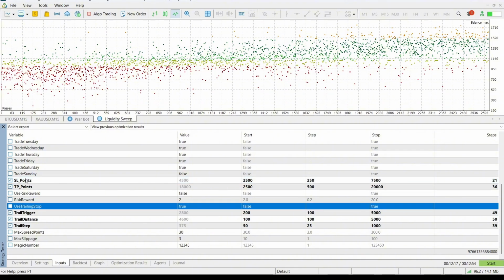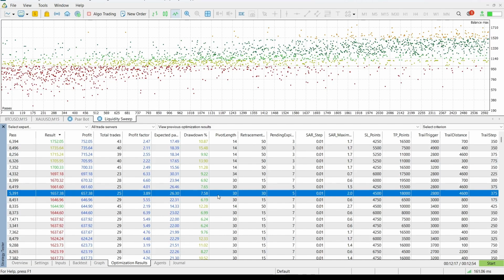So this is giving me the ideal stop loss to use, the ideal take profit, the ideal trailing trigger. It's going through all these settings and different increments to give me the best setting. You can see on my optimization here, which is the one I ended up using, it's given me a pivot length of 30, an expiration on the candle of 5, the parabolic SAR settings to use, the stop loss, take profit, and the trailing settings.